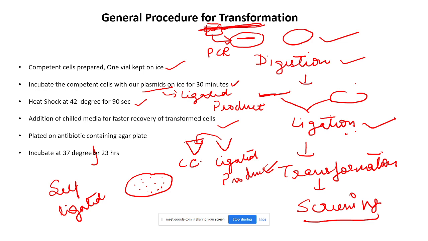So is this general procedure for transformation clear to people? How the basic procedure of transformation is performed? If you have any queries, you can ask me.